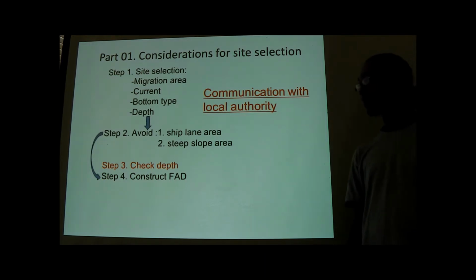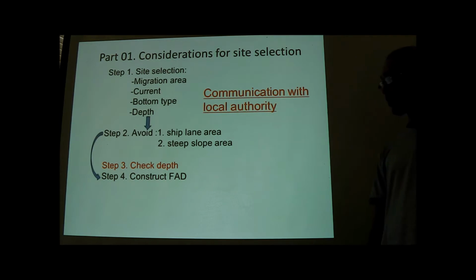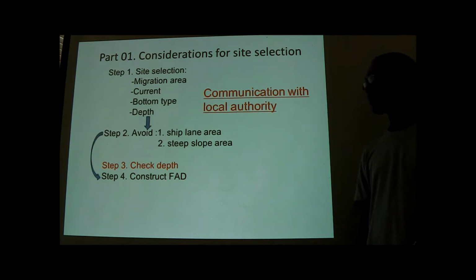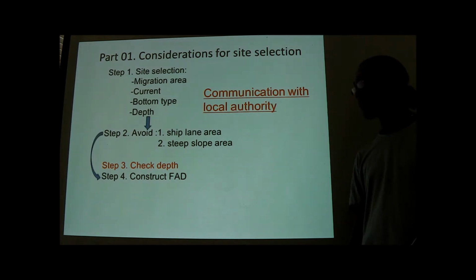Step 2, the fisherman or organization must have knowledge of the shipping lanes, as this is a frequent cause of loss of FADs throughout the islands. And step 3, steep slope areas can also be determined by the use of charts and modern equipment. Very importantly, checking the depth. Again, steps 1, 2, and 3 all must be done by checking modern equipment and charts, as these things are not easily known by just experience.